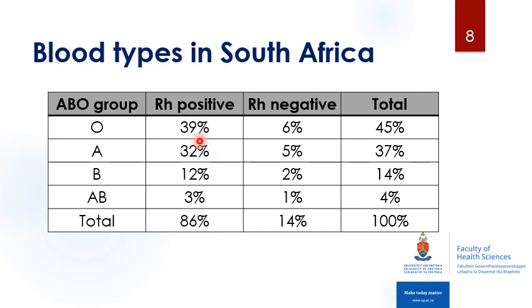This is followed by A positive, and then B positive, and then O negative, A negative, AB positive, B negative, and then AB negative is the least common blood type in South Africa.